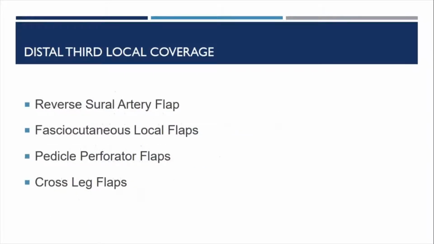Options for soft tissue coverage in this region include the reverse sural artery flap, which we'll be discussing in detail in this talk. In addition, for smaller defects, local fasciocutaneous flaps are possible. And for defects for which no other options are suitable, cross-leg flaps can be performed. We will provide links to additional discussions on local fasciocutaneous flaps and cross-leg flaps at the conclusion of the course.